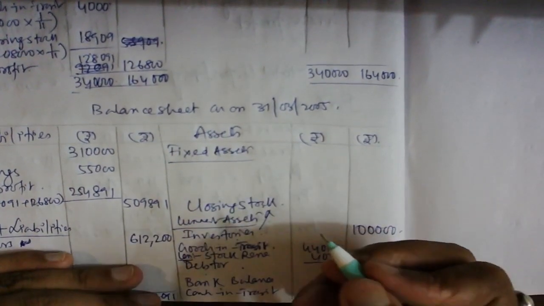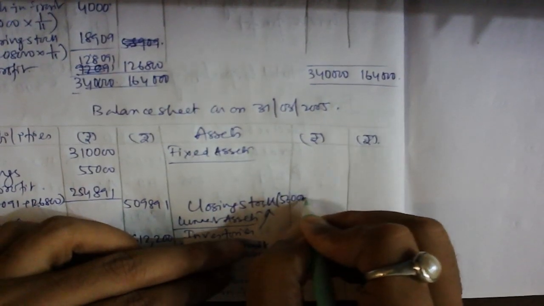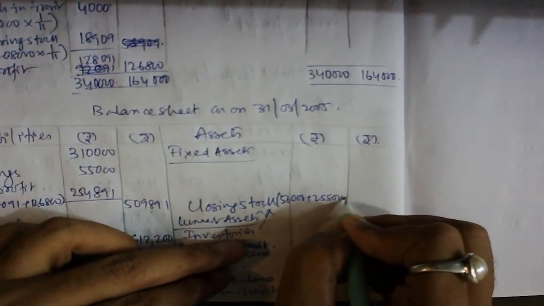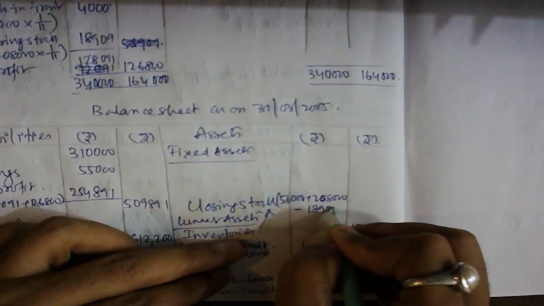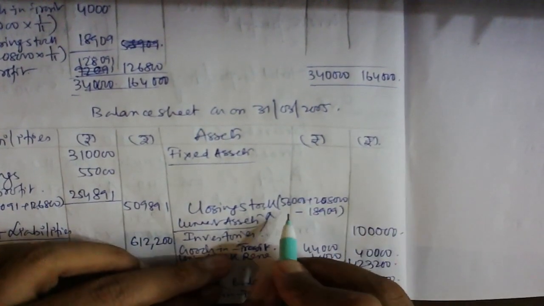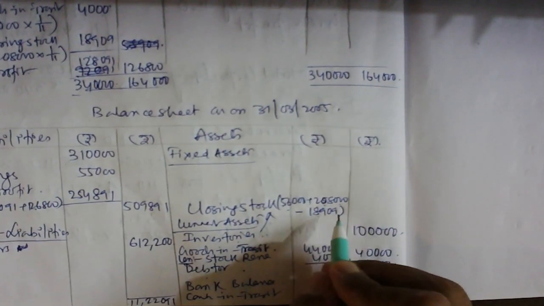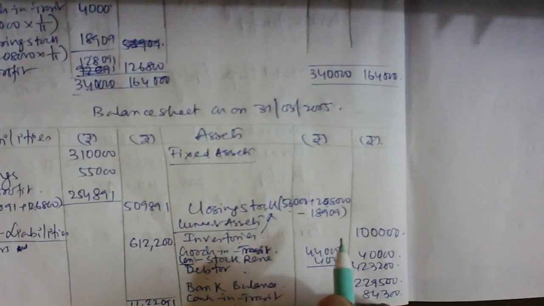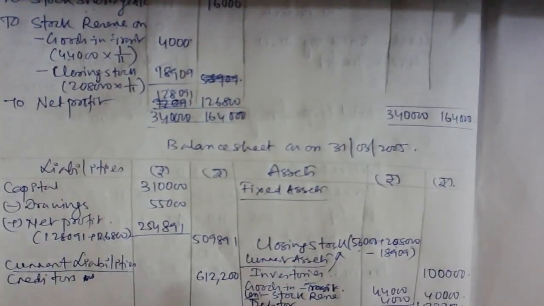कितना होगा क्लोजिंग स्टॉक टोटल? टोटल क्लोजिंग स्टॉक आपका कितना है, देखिए यहाँ पे मैं दिखा देता हूँ. 56,000 प्लस 2,58,000, सॉरी 2,08,000 माइनस 18,909. परफेक्ट, that is the stock reserve. 56,000 प्लस 2,08,000 माइनस 18,909. ठीक है, 18,909 is a profit, this portion profit, so we need to deduct it. ठीक है, मैंने वो डिडक्ट कर दिया है.